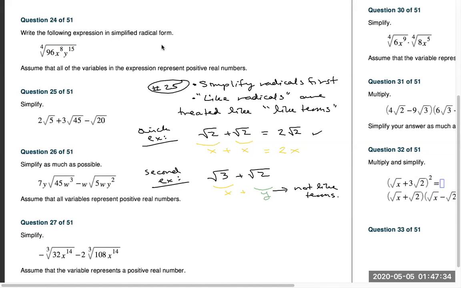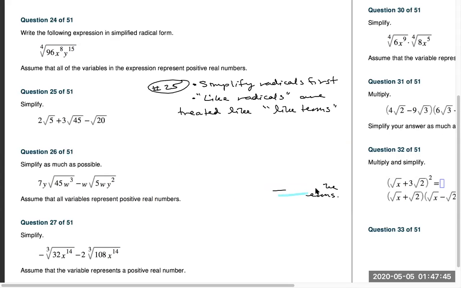So I'm going to clear the bottom part out. So here we have 2 root 5 plus 3 root 45 minus root 20. So what we're going to do is first break down 5, 45, and 20 into their prime factors. So 5 is already prime, so 5 is just going to equal 5.